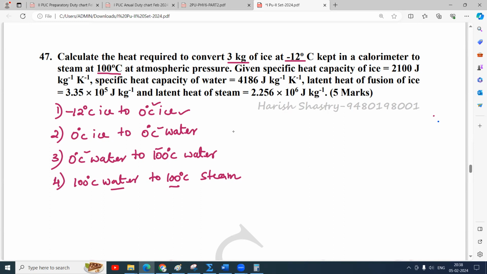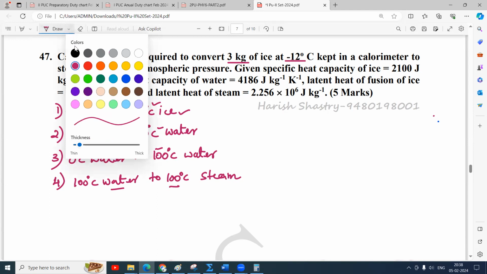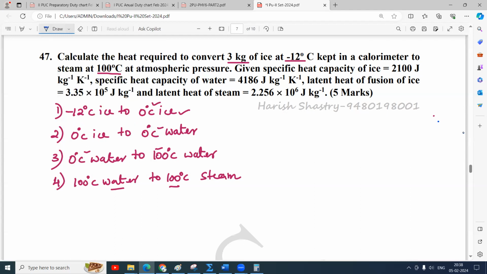So, what are the formulas for converting from one state to another, or increasing the temperature? How will you write the formulas? You know, the amount of heat energy used to raise the temperature of any form of a substance is m s delta theta. And if you want to convert minus 12 degree ice to 0 degree ice, the amount of heat energy supplied, I'll write it as Q1, is mass of ice into specific heat of ice into delta theta 1. Delta theta 1 is minus 12 to 0. Minus 12 degrees to 0 means final minus initial, 0 minus of minus 12.